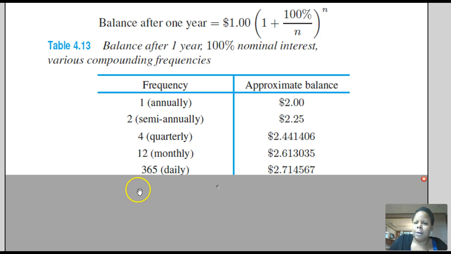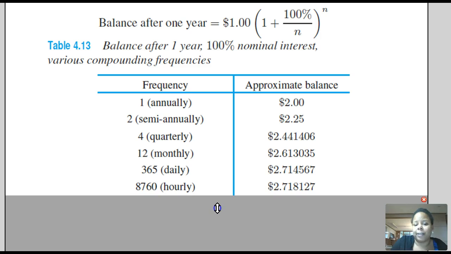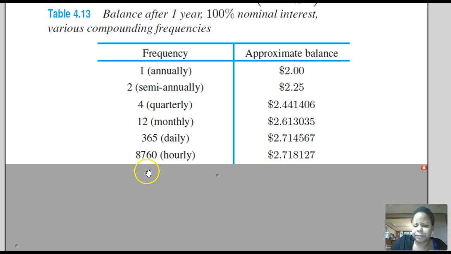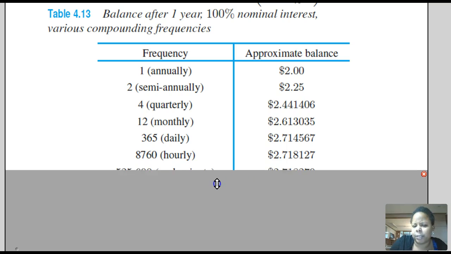So the question is, what if I increase it to beyond daily? In other words, let n be something more than 365. Let's see what that will end up with. Let's say it's hourly, which means it will be compounded every hour, and there are 8,760 hours in a year. So my approximate balance will end up being 2.718. So even though we made a big jump from 365 to 8,760, it looks like our approximate balance ends up hovering around 2.71 something, maybe even 2.72.